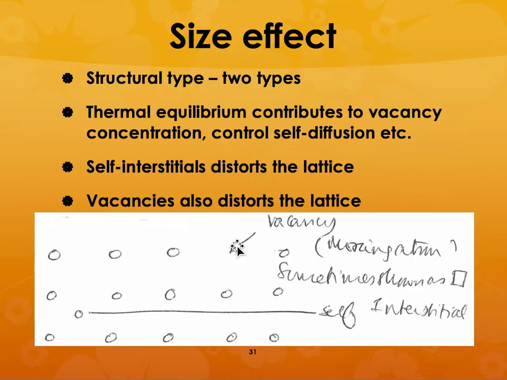One thing to note is that if you have self-interstitials, then they will distort the lattice. And the vacancies also distort the lattice. They will kind of collapse the lattice, but it is not going to be as difficult as self-interstitials.